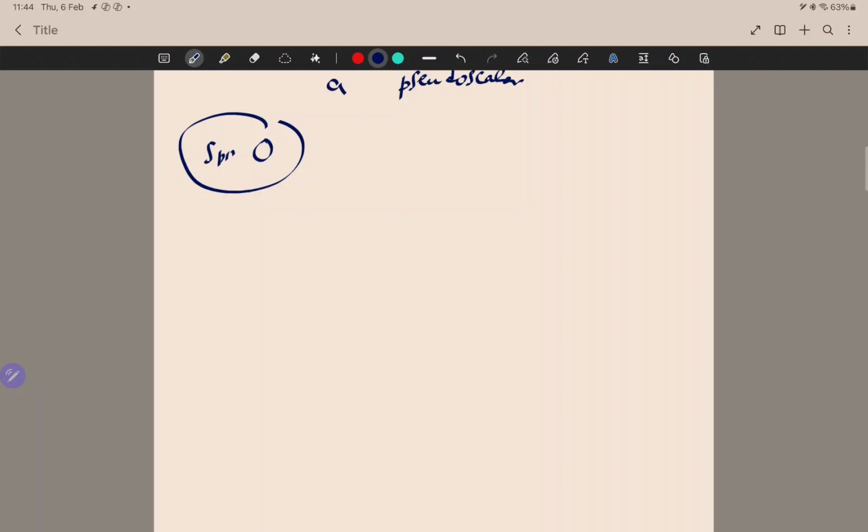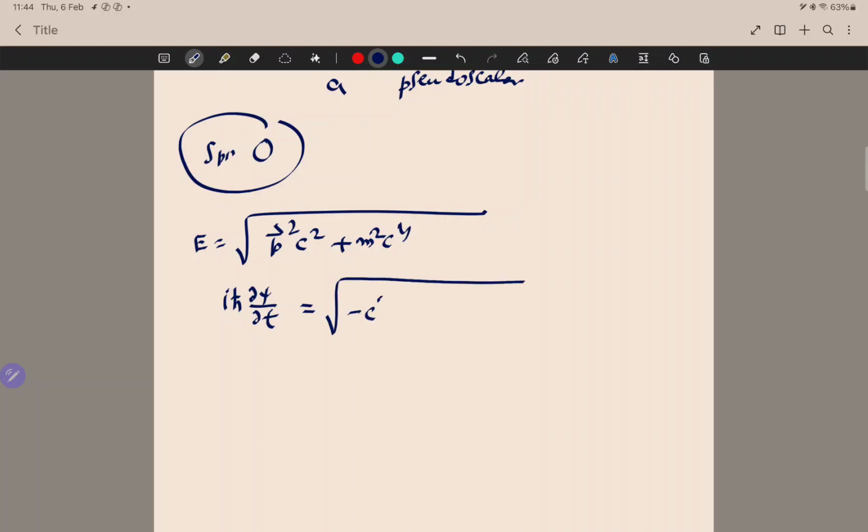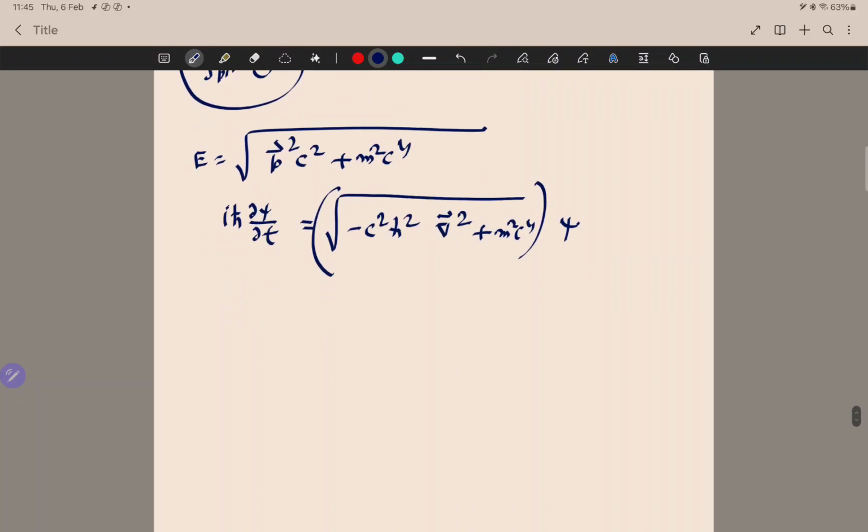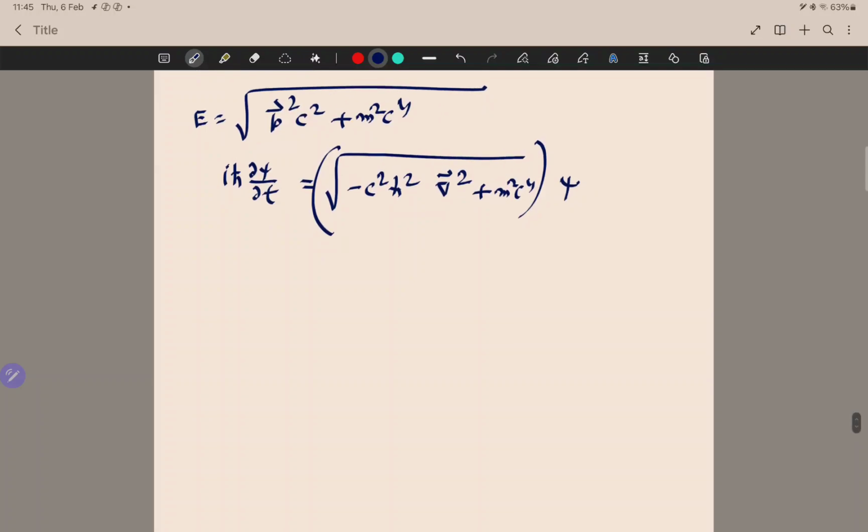If we restrict to positive energy and take the relativistic energy relation as E equal to root of p squared c squared plus m squared c to the power 4, then one can get the equation i h bar del psi by del t equals root of minus c squared h bar squared del squared psi plus m squared c to the power 4 psi. Then a first order time derivative equation arises. However, the right hand side involves an operator inside the square root.